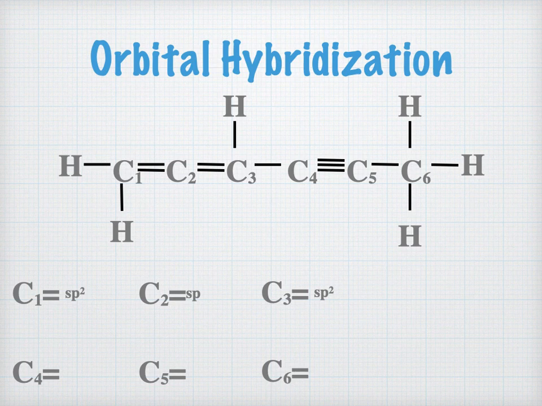Carbon number 4 has a sigma bond between 4 and 3, and it has a sigma and 2 pi's between 4 and 5. 2 pi's means 2 p orbitals need to be left behind, and so you get sp hybridization. And of course, C5 is just the mirror image of C4. C6, 4 sigma bonds, means everything is hybridized. There are no pi bonds at all. So that's your sp3 hybridization.